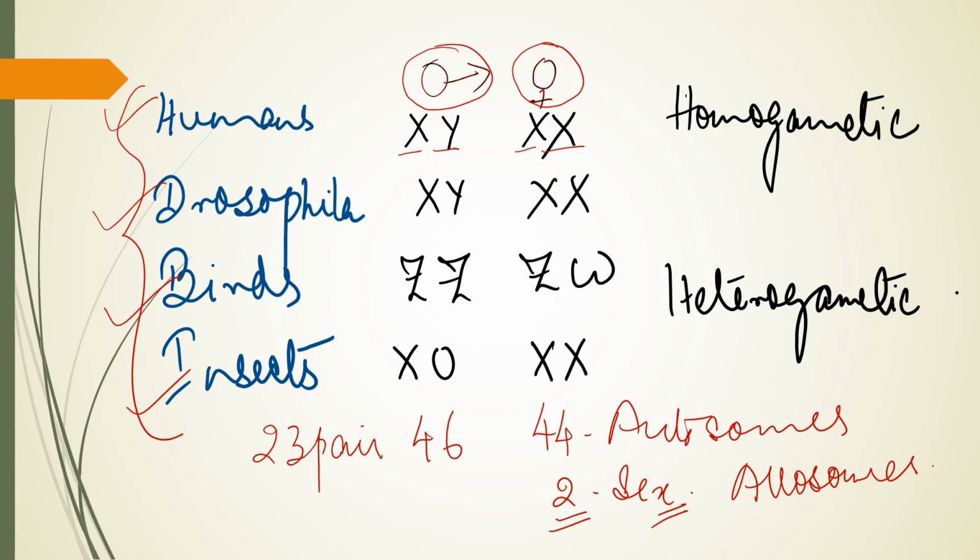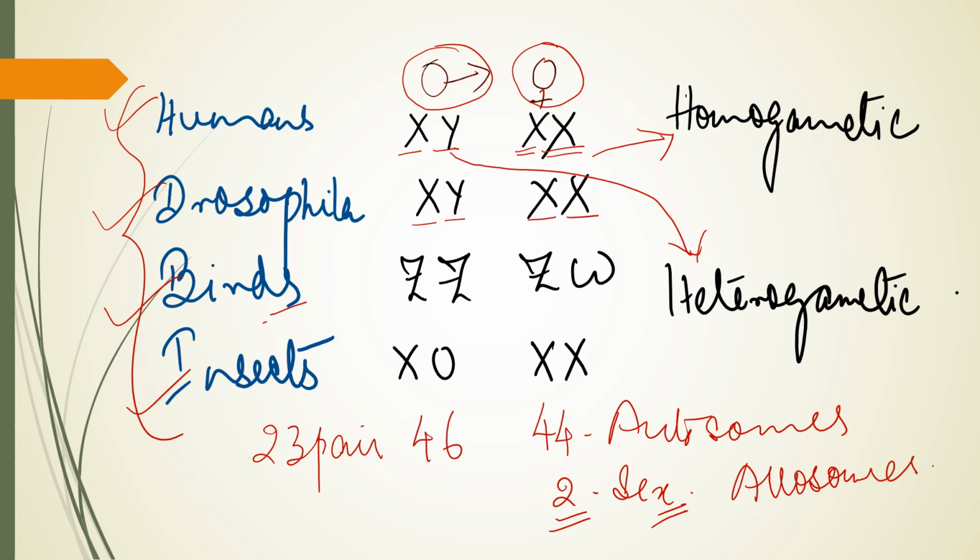So we can say that male is heterogametic, carrying 2 different types of chromosomes, whereas female is homogametic, that is carrying the same kind of chromosomes, right? So what is there in Drosophila? See, in Drosophila the chromosomes are the same as that of human. So XY in male, and XX in female.